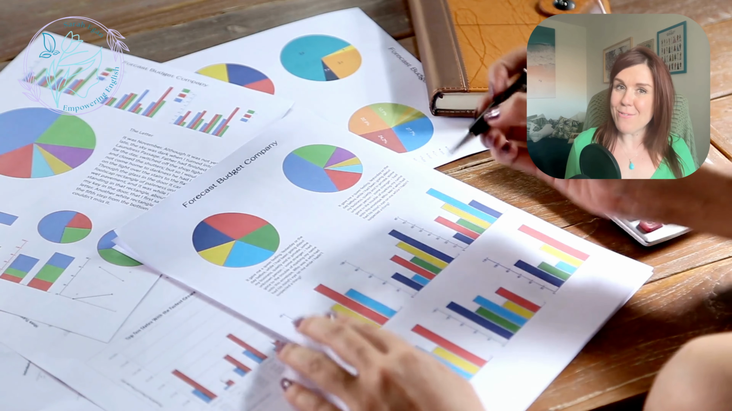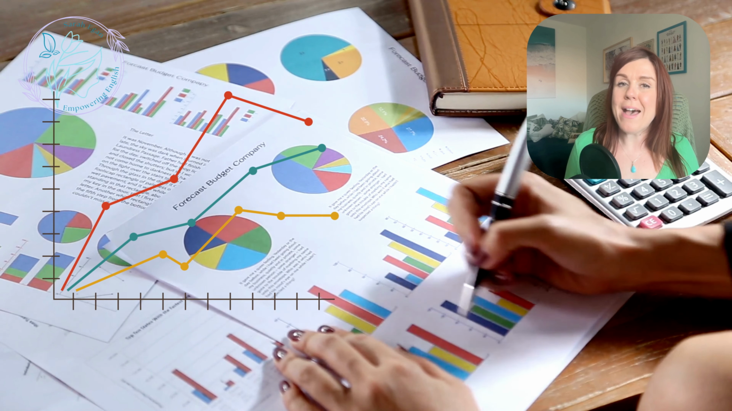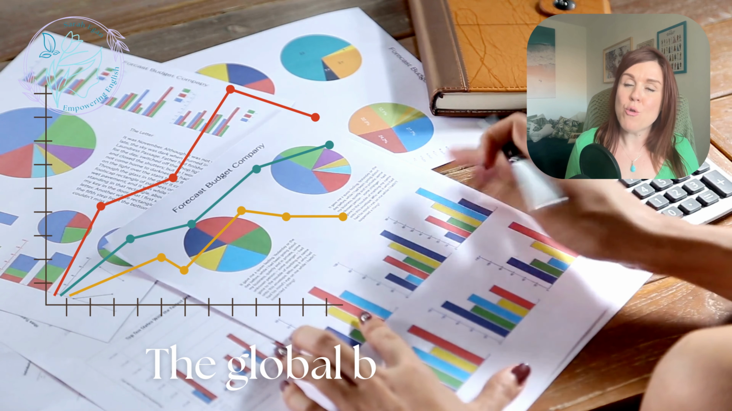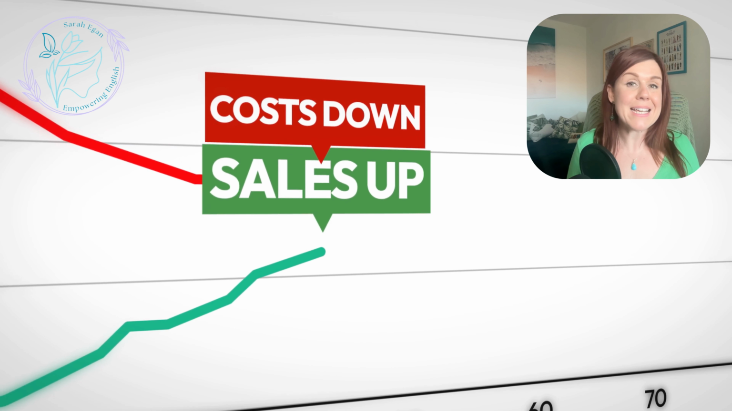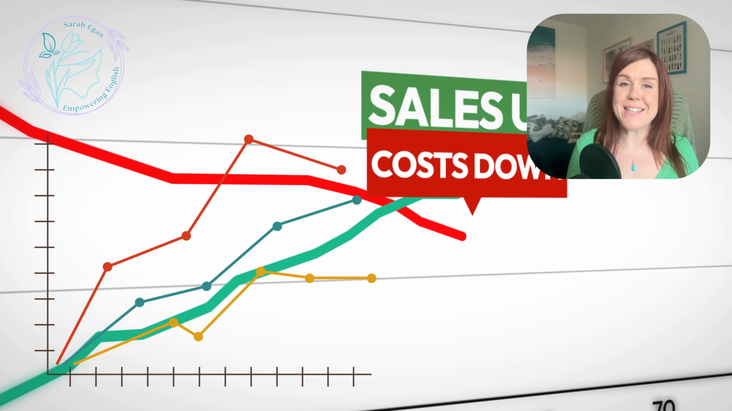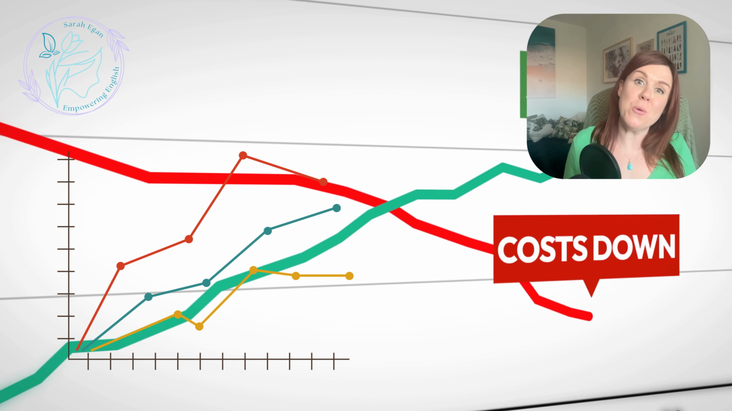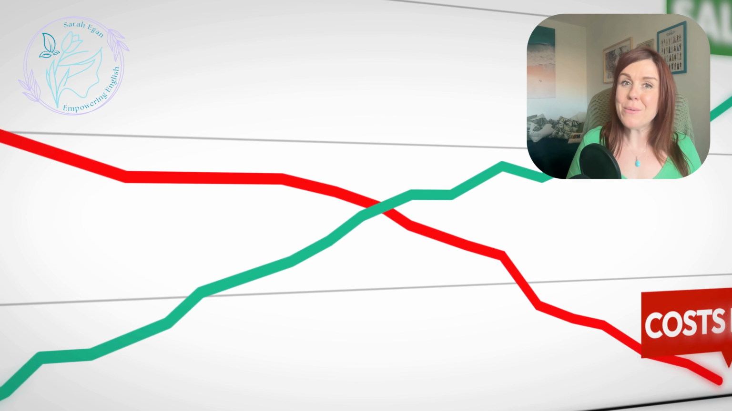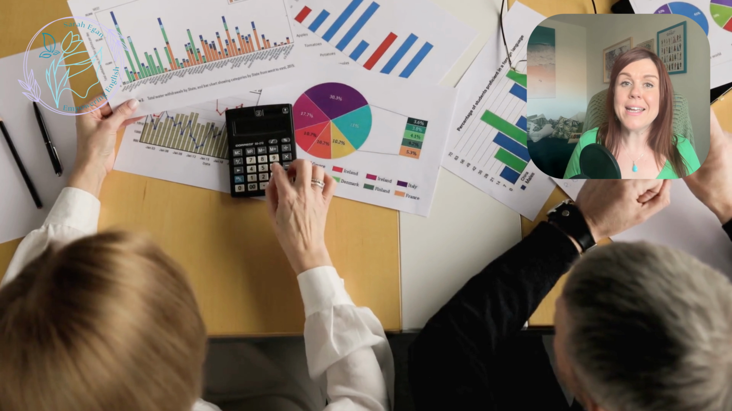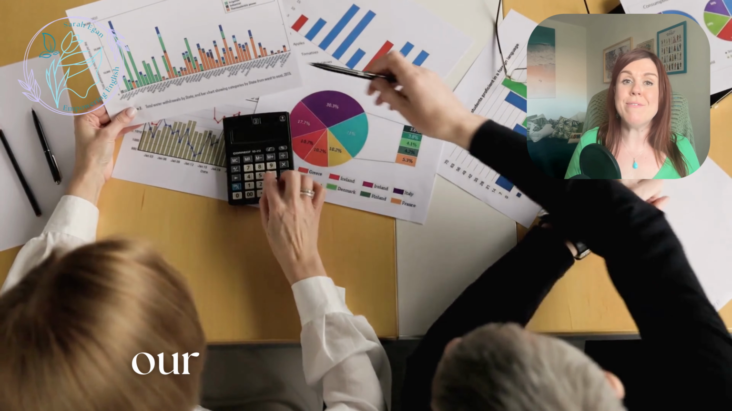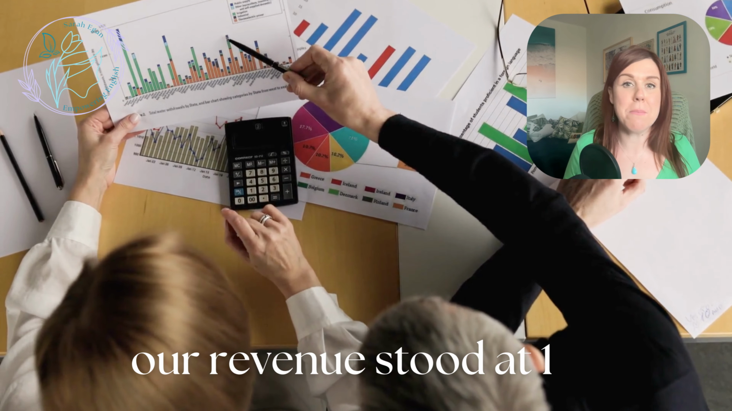As you can see from this line graph, we have the global breakdown from our global sales revenue. If you look at the x-axis, which represents the timeline from Q1 to Q4, you will notice that it was a dynamic year. Starting in Q1, our revenue stood at 12 million.